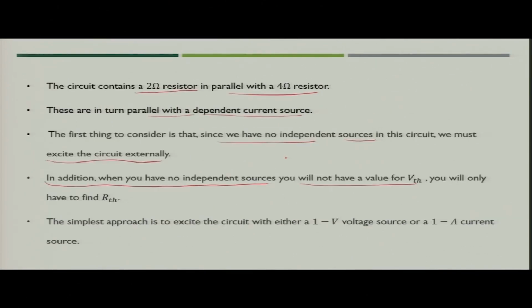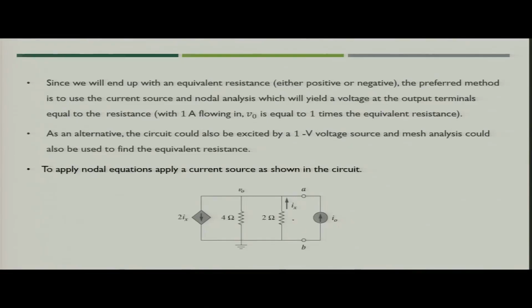So, in that way you can simply say that we need not calculate VTH for this type of circuit. What is left is that we need to find only the value of the Thevenin resistance. So, next, the simple approach is to apply either a 1 volt voltage source or a 1 ampere current source. Now, let us apply a current source and try to solve it.